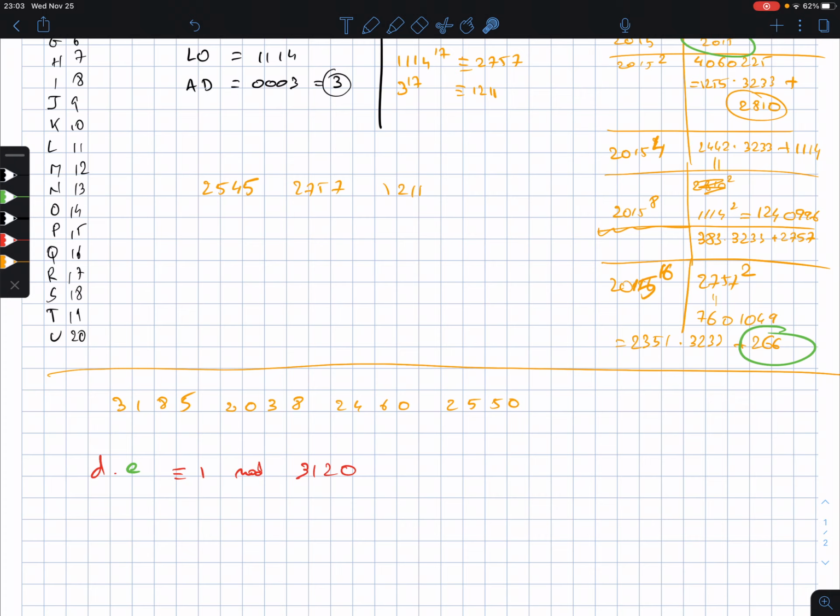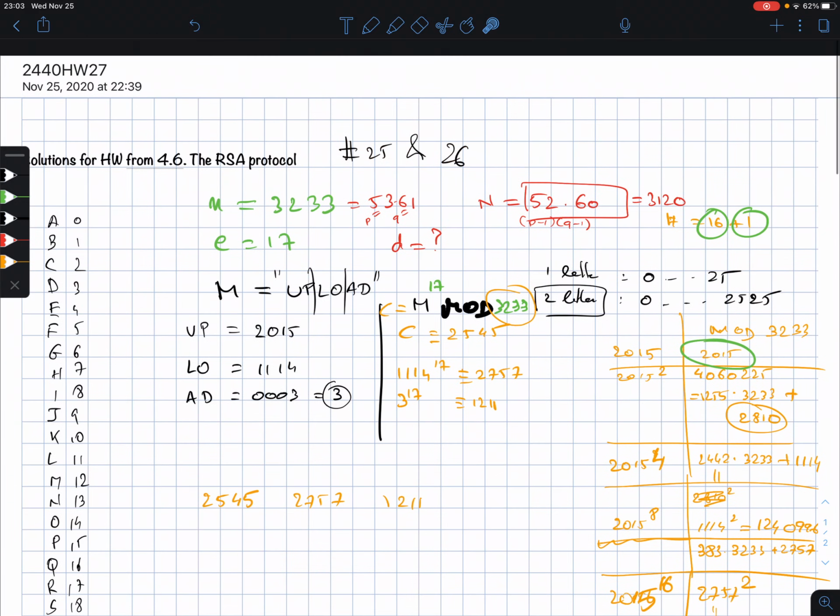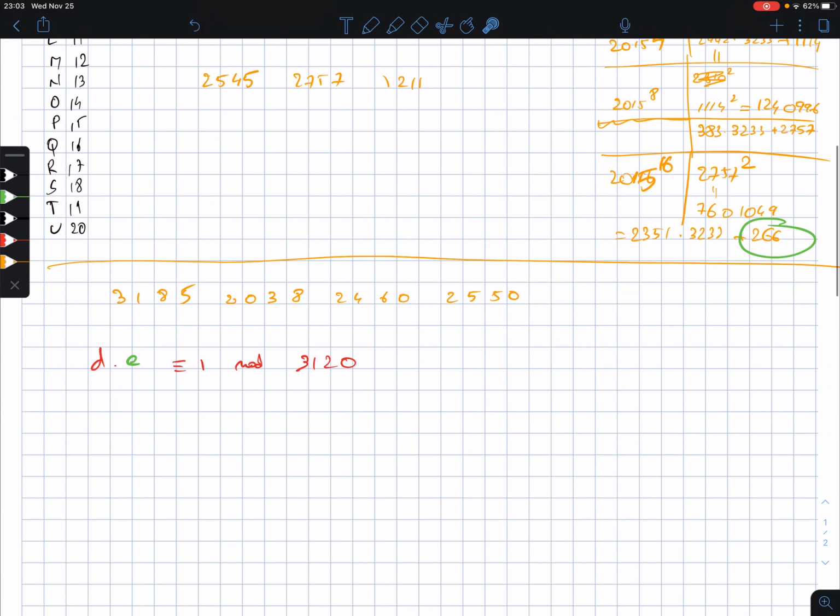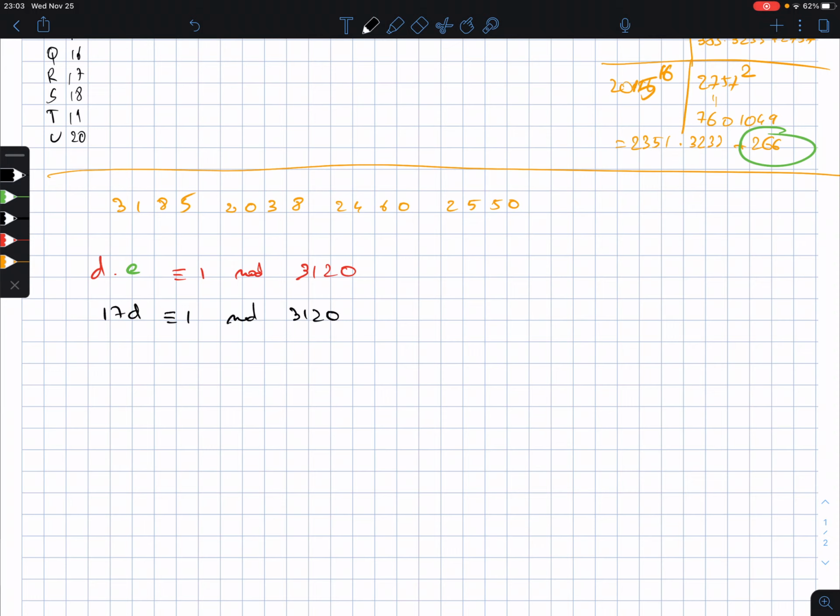So let's solve this. So E was 17, right? So we have to solve 17D is equivalent to 1 mod 3120, and that means that we have to find the inverse of 17. So we know how to do this. We use the Euclidean algorithm. Okay, so 3120 divided by 17, how many times? That is 183 times 17.